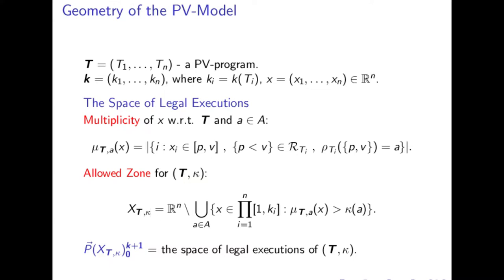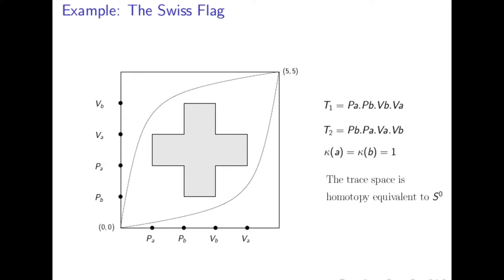The example is just a very classical one, which you have seen in every talk. It's actually compulsory, I think, to show this Swiss flag. The Swiss flag consists of two processes, PA PB VB VA and PB PA VA VB, with capacities 1. Now, the forbidden zone is just the Swiss flag, namely the interval PBVB cross PBVB on the second coordinate, which gives us this rectangle, and correspondingly PAVA, which is this interval, times PAVA in the second coordinate.